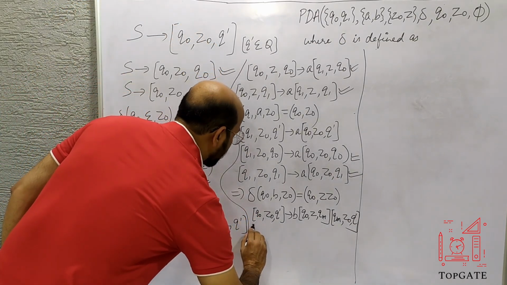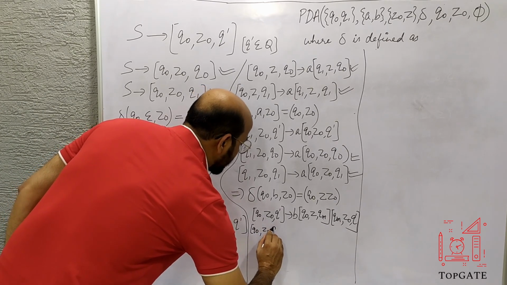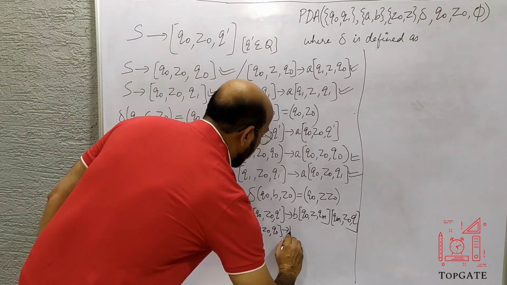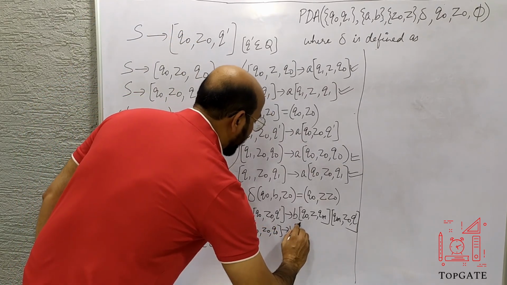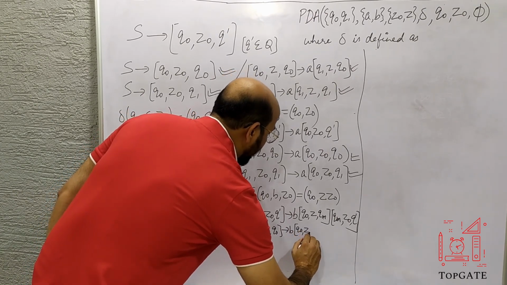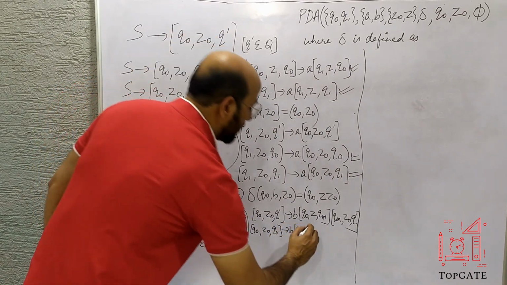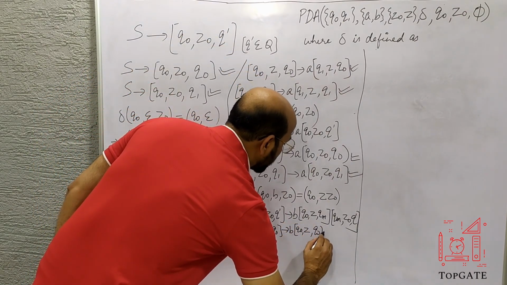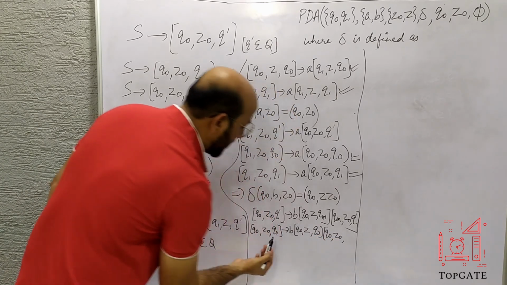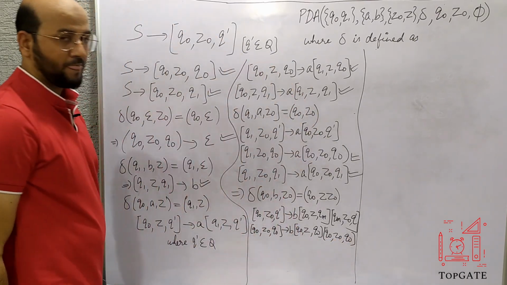So what I'll write here is (Q0, Z0, Q0). What I'll get here, and then in this one I'll write (Q0, Z, Q0). So I'll write Q0 here, close the bracket, open the bracket, again (Q0, Z0, ...) the same one here, that is, I'll write Q0 here.